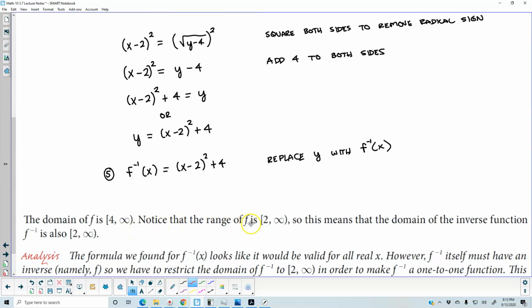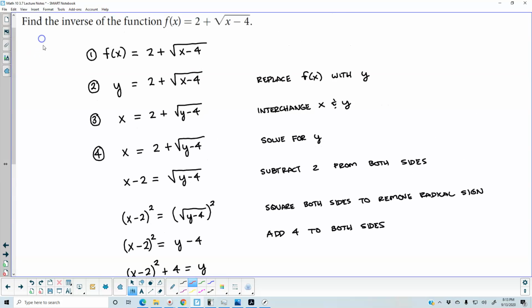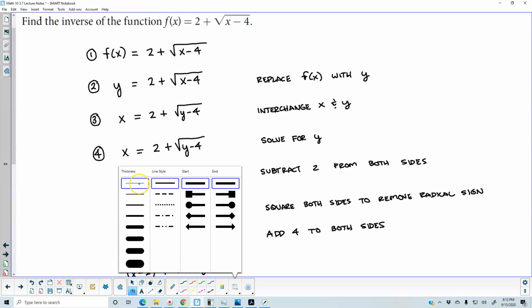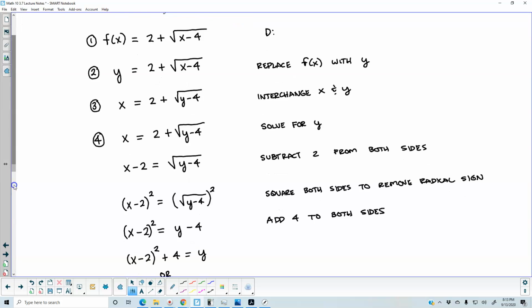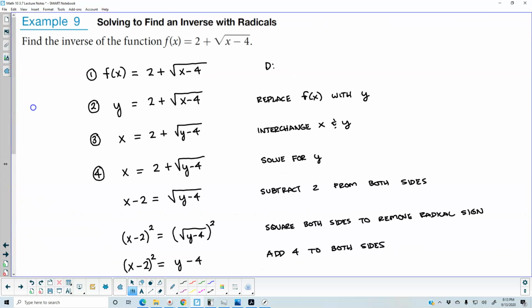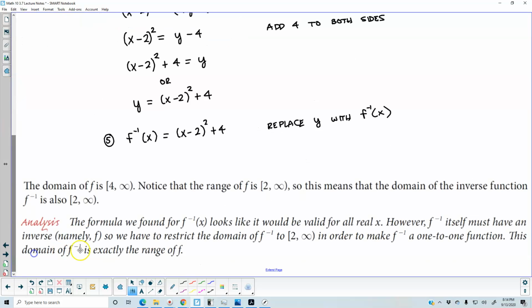And notice that the range of f is 2 to infinity. So this means that the domain of the inverse function is also 2 to infinity. What you can see here is, if we come back up here, what is the domain of this function? Going back to our last statement, we can see that the domain is 4 to infinity, and the range is 2 to infinity.